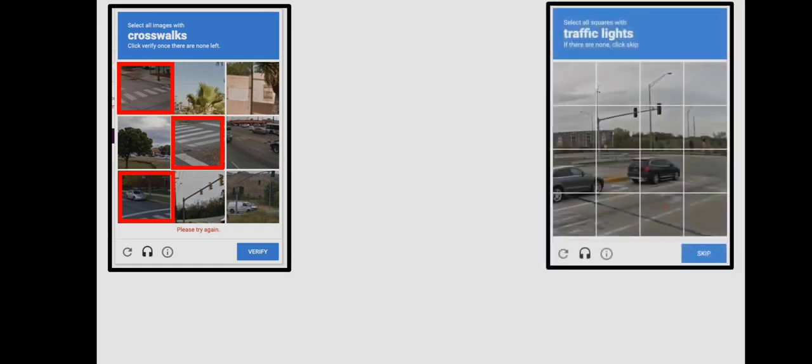To find out the crosswalks. Okay, let us find out. First, second, are there any crosswalks? Okay, fantastic. Now can you help me to find out the traffic lights?